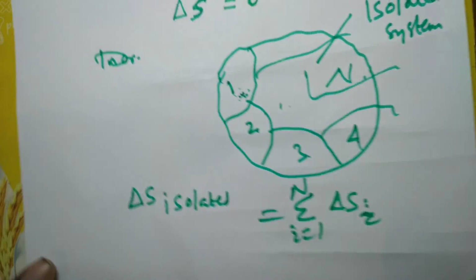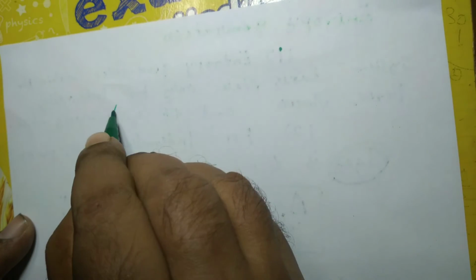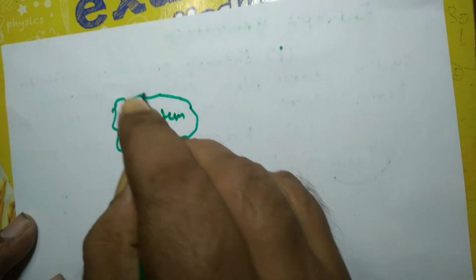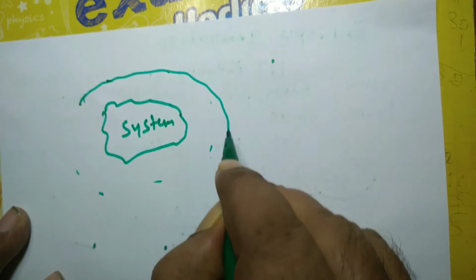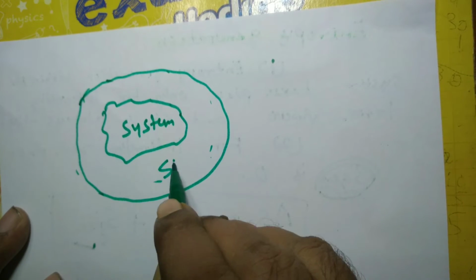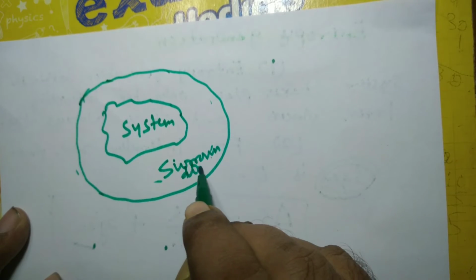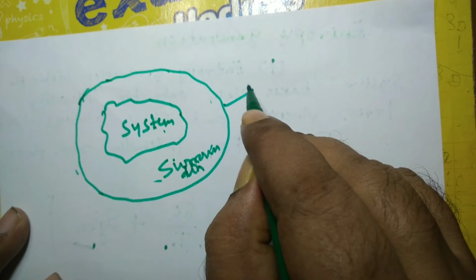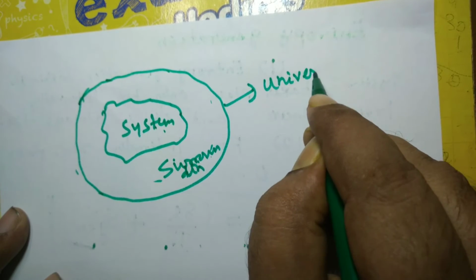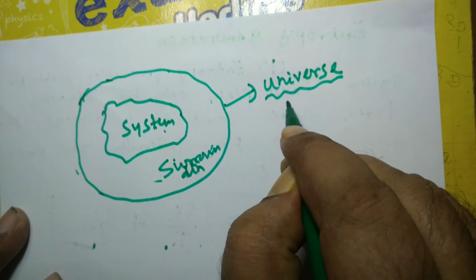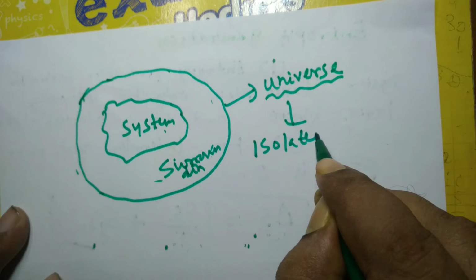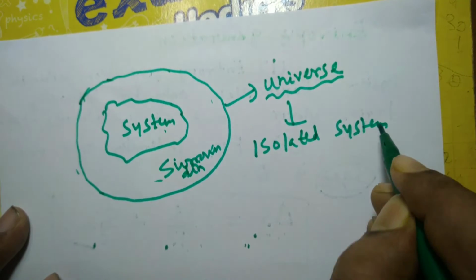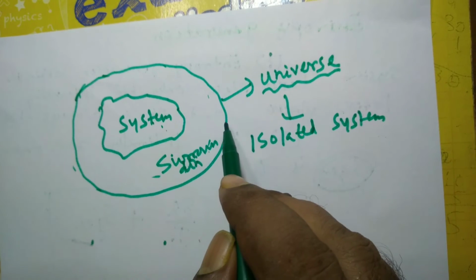Suppose we consider a system, and its immediate surroundings. This system and surrounding together constitute the universe, and this universe can be considered to be an isolated system. You see, how can this be approximated as a universe?